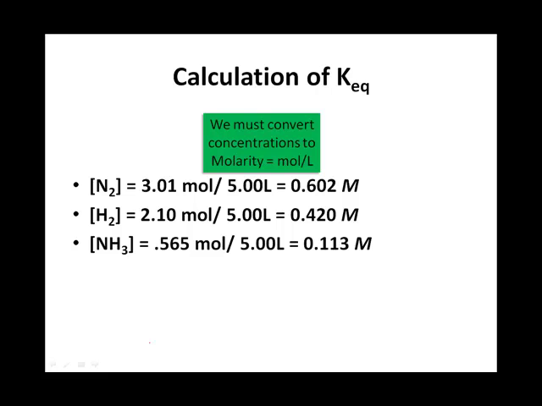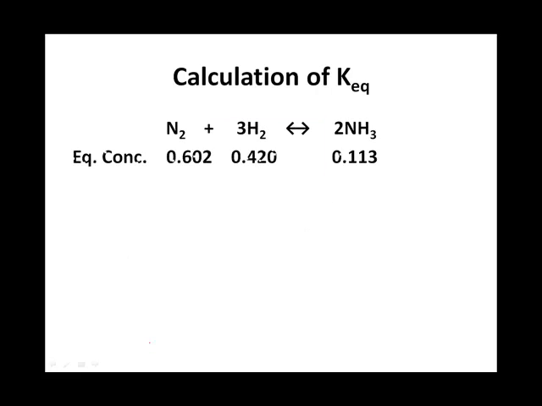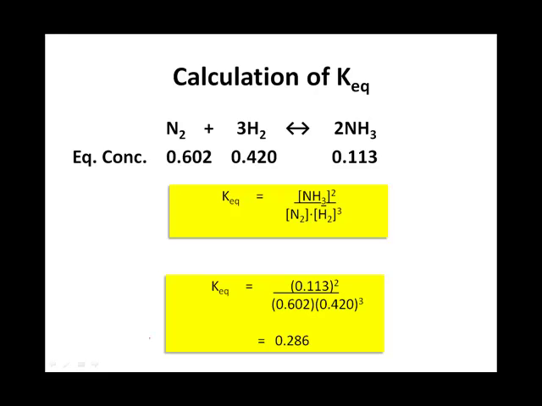Now we're ready to calculate KEQ. When we plug them into our equilibrium expression, which is the concentration of NH3 to the second power, divided by the concentration of N2 times the concentration of H2 cubed, we get this expression and we get this answer to 3 significant figures. Now again, what does this tell us? This tells us that the equilibrium is favoring the reactants. Why? Because KEQ is less than 1.